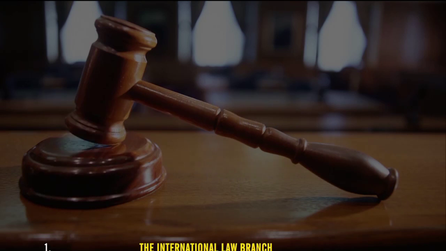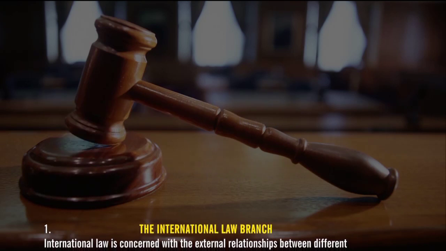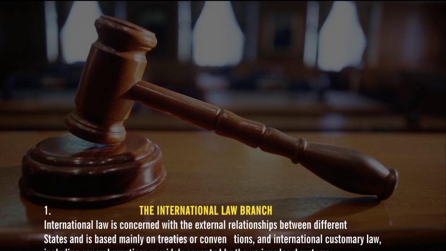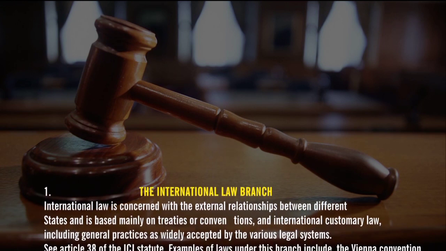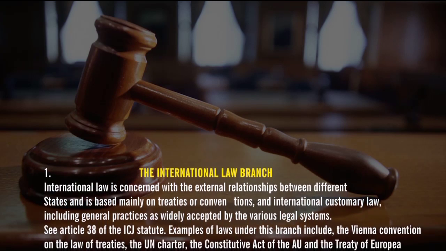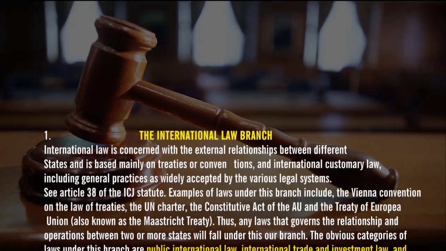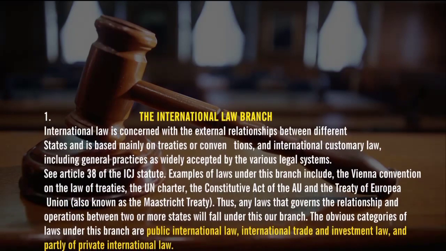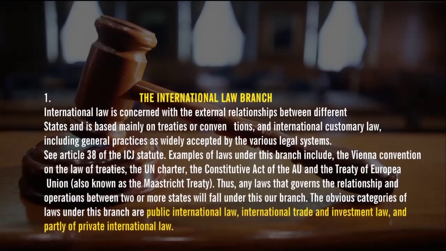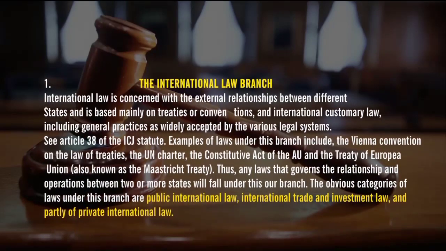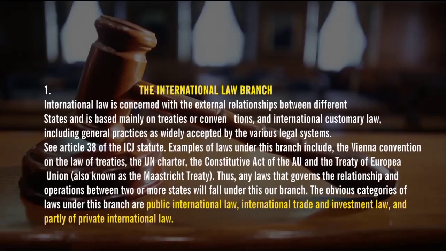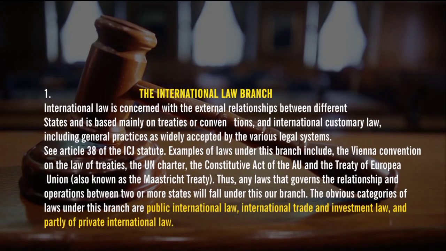1. The international law branch. International law is concerned with the external relationships between different states and is based mainly on treaties or conventions, and international customary law, including general practices as widely accepted by the various legal systems. See Article 38 of the ICJ Statute. Examples of laws under this branch include the Vienna Convention on the Law of Treaties, the UN Charter, the Constitutive Act of the AU, and the Treaty of European Union, also known as the Maastricht Treaty.